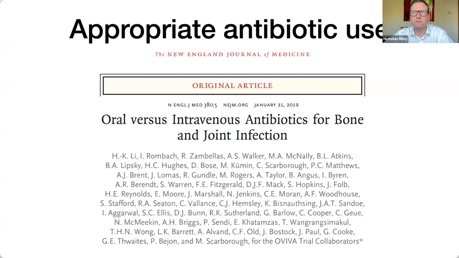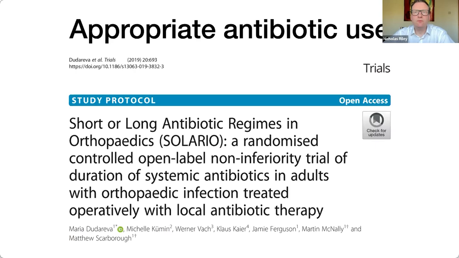The next study that we're recruiting to at the moment is called Solario. So this is looking at whether we can reduce the duration of antibiotics. If we're able to use a local antibiotic filler within the surgery, can we reduce the duration of systemic antibiotics that we deliver? This is undergoing recruitment at the moment and hopefully will finish fairly soon.